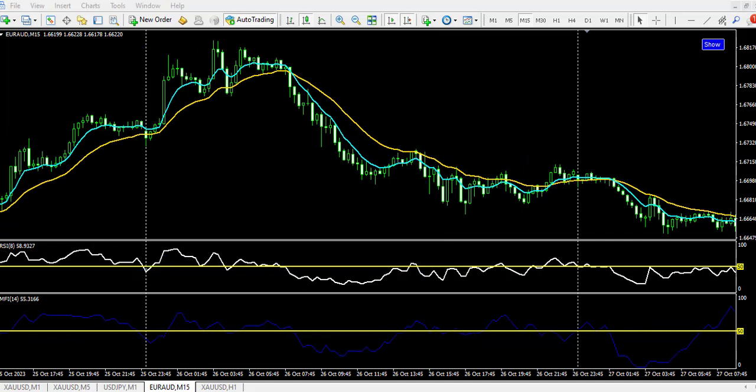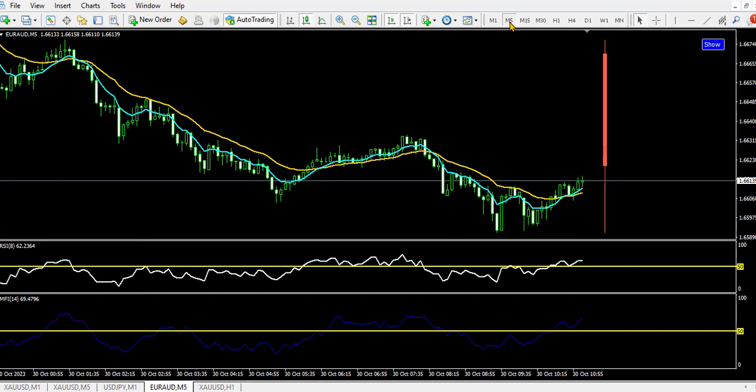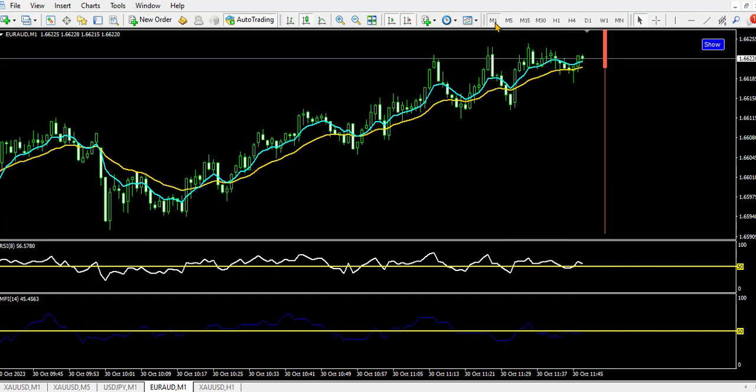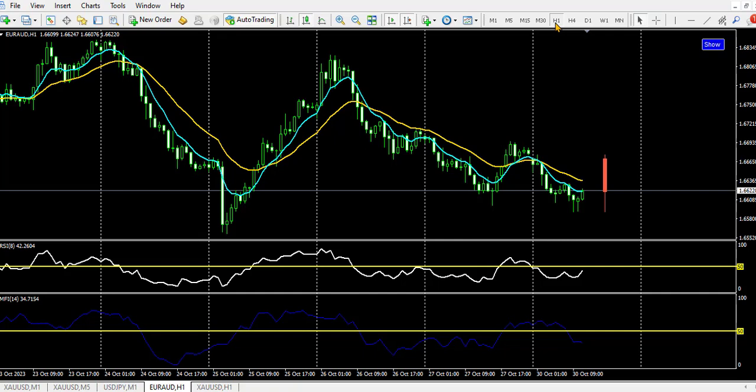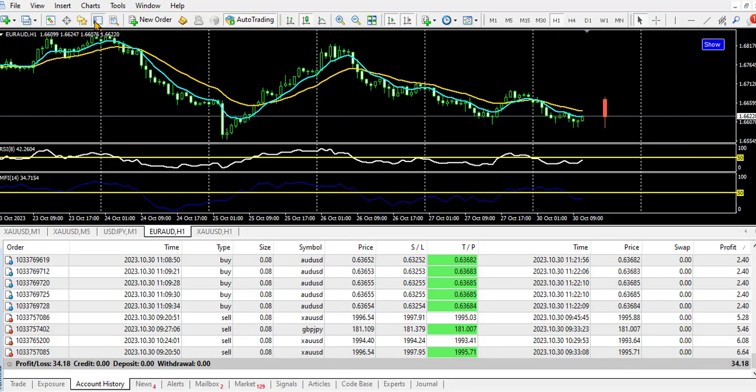You can use it on any time frame you want, either on 5 minutes, 1 minute time frame, 30-minute time frame. You can use it on any time frame you want. Here it is on 1 hour. Just make sure you follow the simple rule on how to use this particular strategy. This strategy does work well, and I've used it to make some money today using this particular strategy. Let me show you my history. At least I've made like 34 today using this particular indicator. Make sure you try it out.